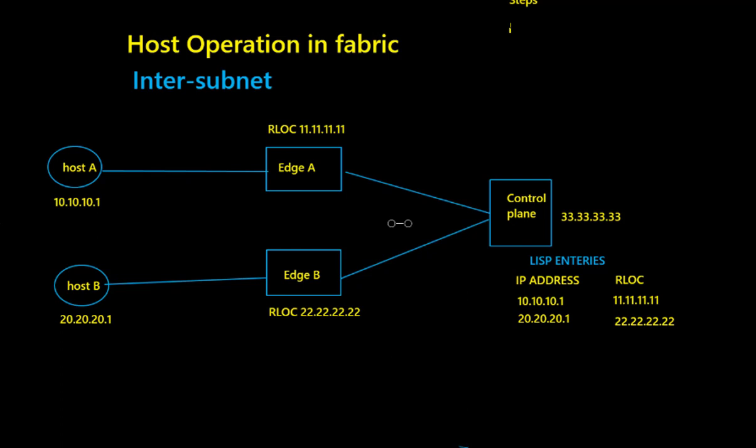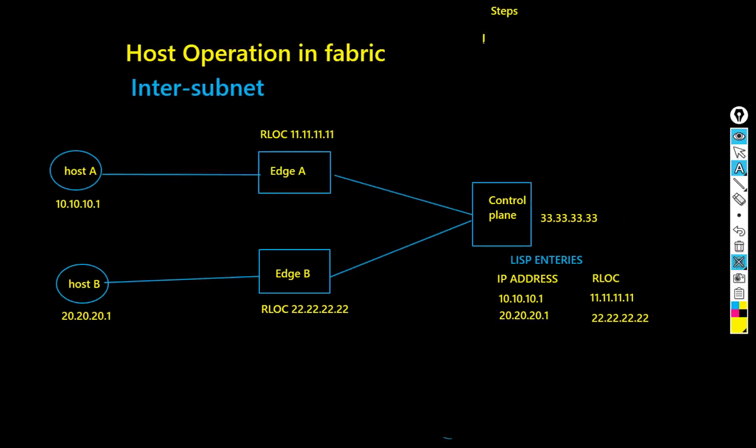We see that the RLOC IP addresses are defined on the edge devices, and the control plane node has the LISP entries for both host A and host B, along with the respective RLOC IP addresses of the edge switches. So let's move to the operation.